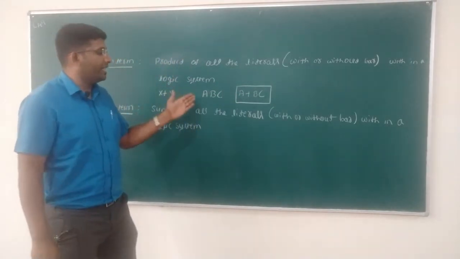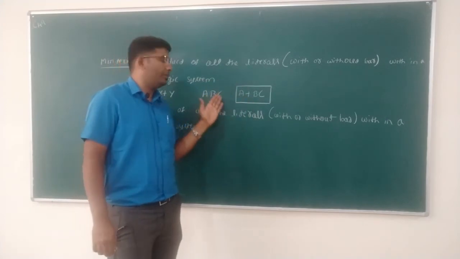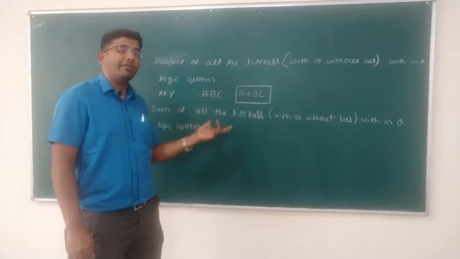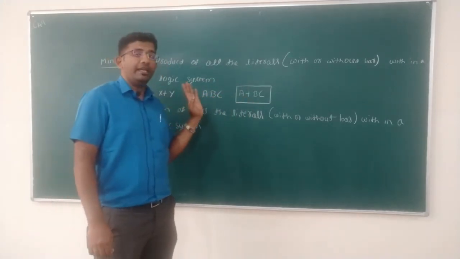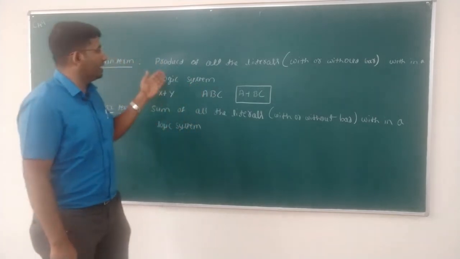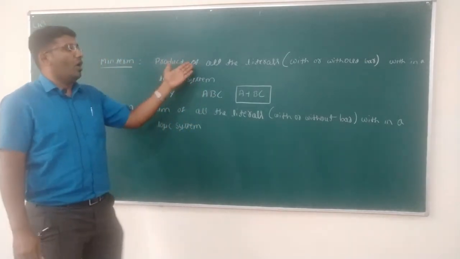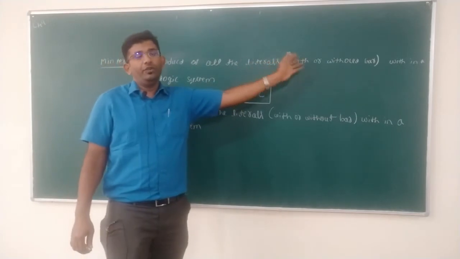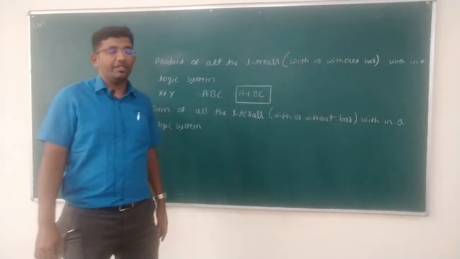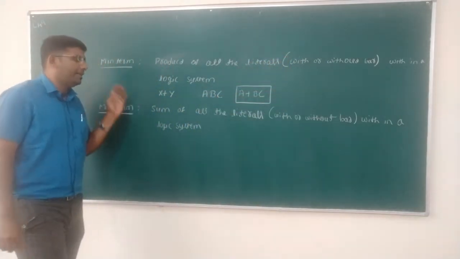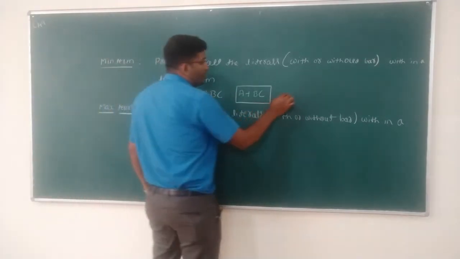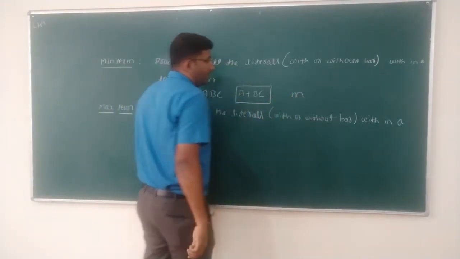If you have 3 variables, all the 3 variables should be considered. If you have 2 variables, both should be there in the expression. Then only can we say it is a product of all the literals, with or without bar, within a logic system, called a min term. We always use a small m to represent a min term.